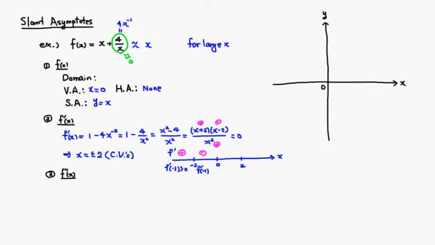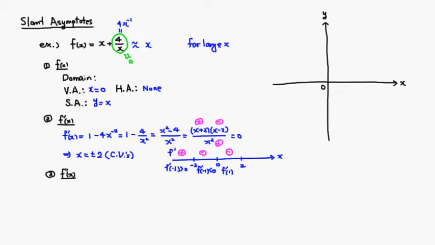And how about between 0 and 2? We can try 1. If you put 1 here, I'm going to erase it, it's kind of hard to see. 1 plus 2 is going to be positive, 1 minus 2 is negative, and the denominator is always positive, so it's going to be negative there.